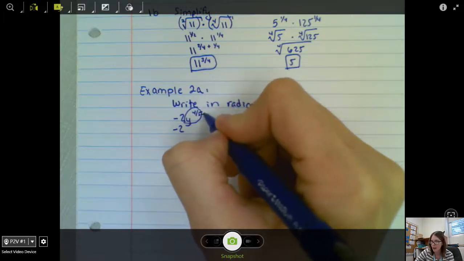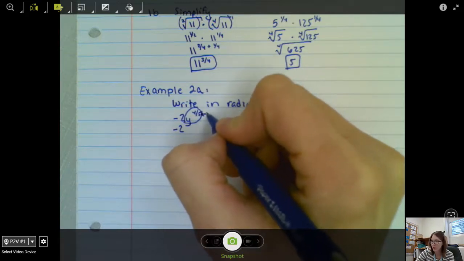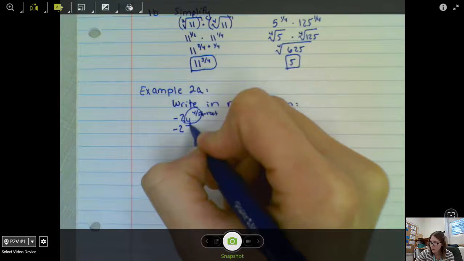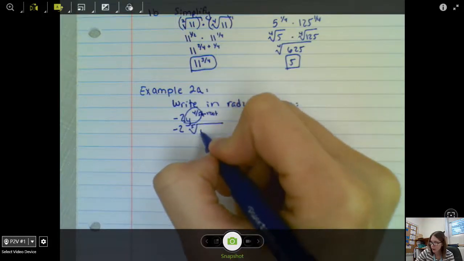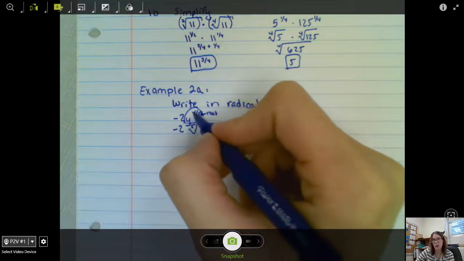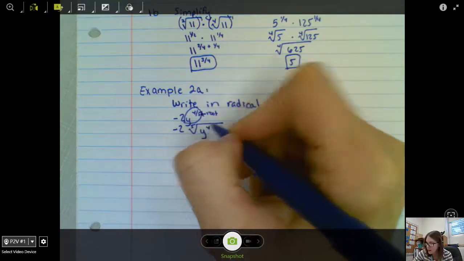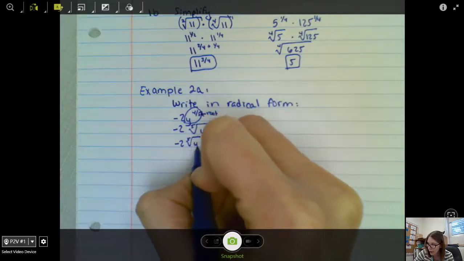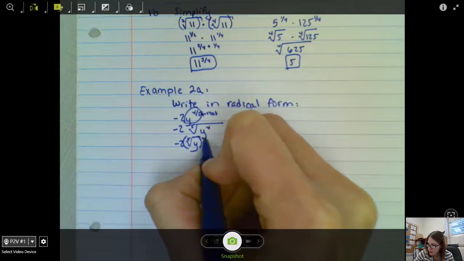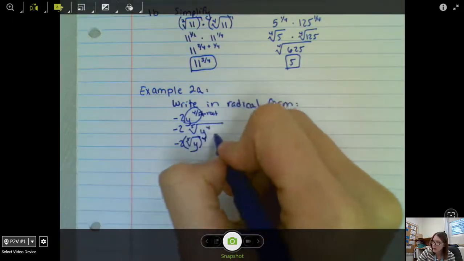remember our denominator tells us the root that we're dealing with. So we have the 5th root of y. And we could put our 4th power in 2 different places. We could either write like this, or negative 2 5th root of y to the 4th power like that. Either of these answers would be perfectly fine.